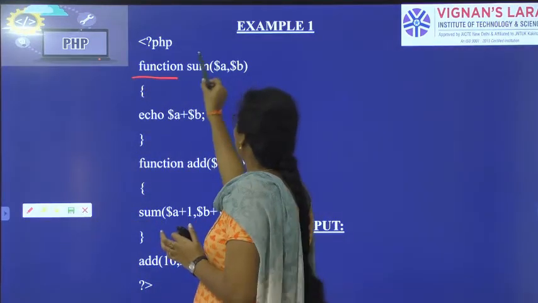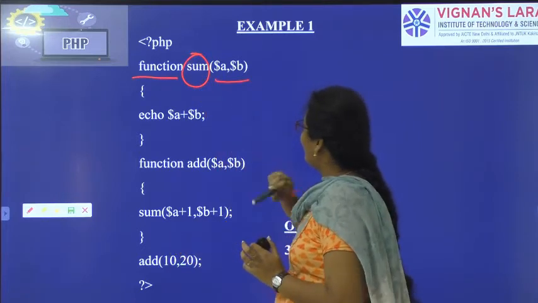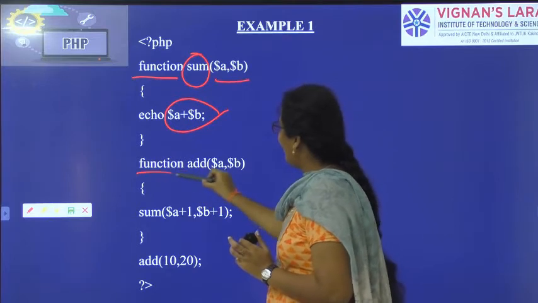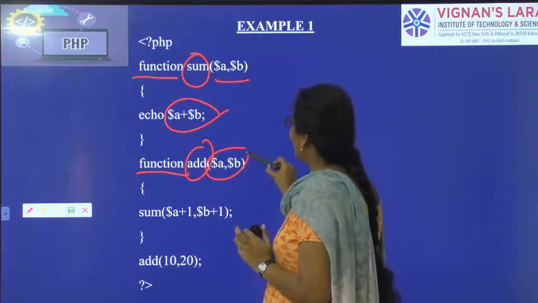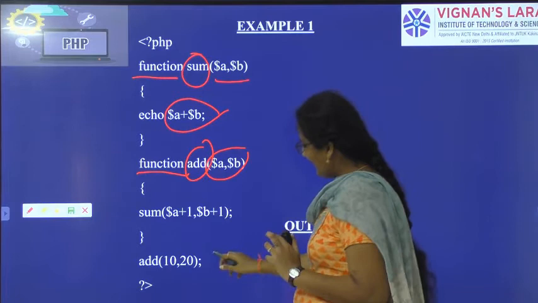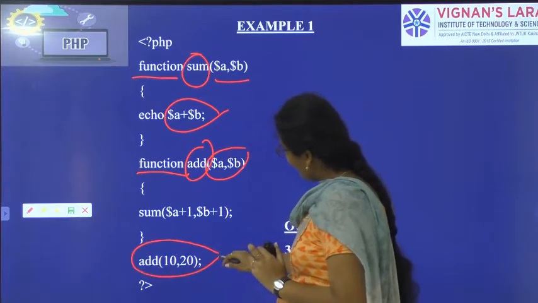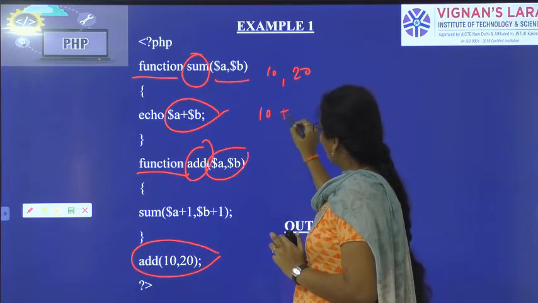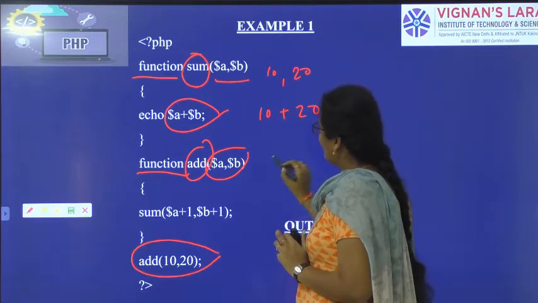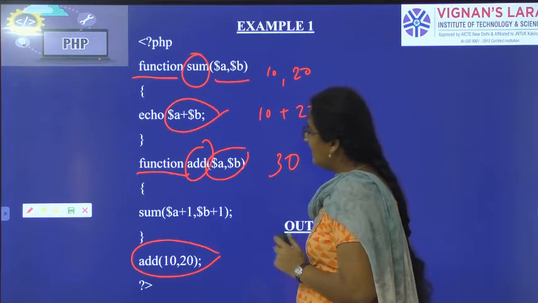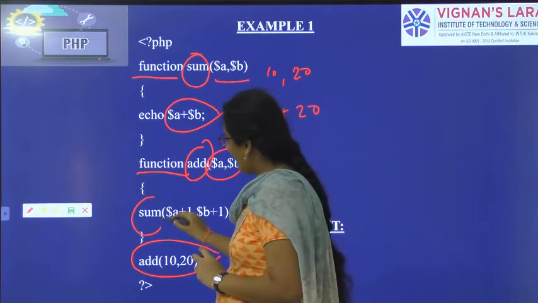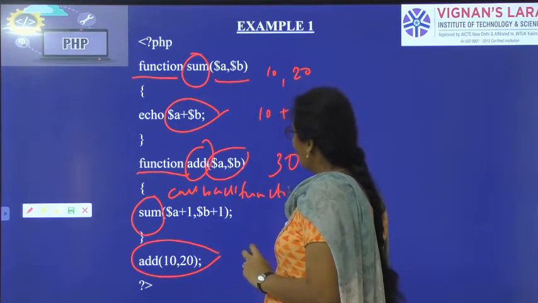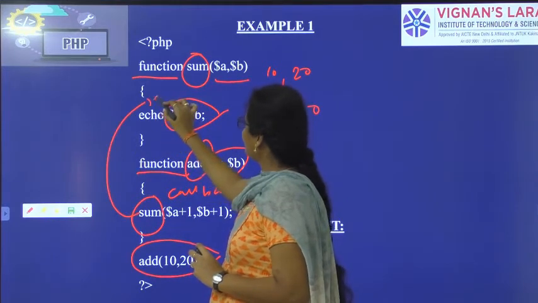So function is sum. There I have $a and $b. I want to add this $a and $b. So I have a function add and I am adding $a and $b. Till here, the values of $a and $b are 10 and 20. So 10, 20 we are adding, and till here the output is 30. But we have sum. Sum is a callback function. This will again call back your add.